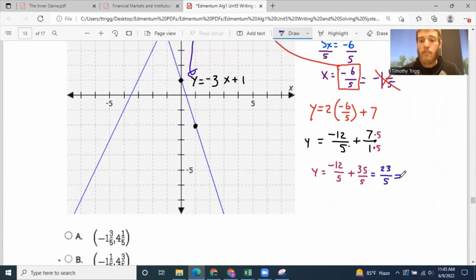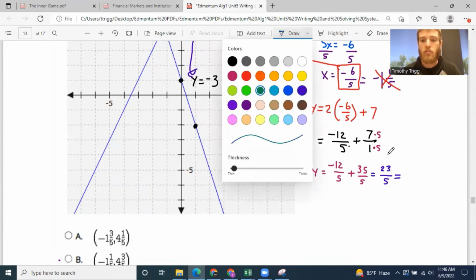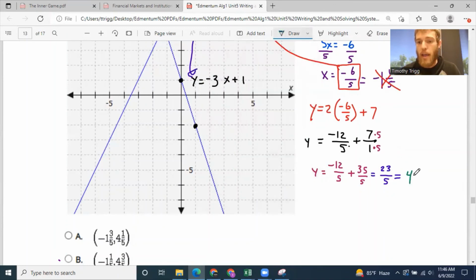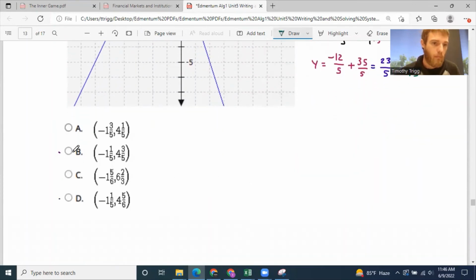As a mixed number, which I absolutely hate mixed numbers, but since those are our answer choices, it'll be 4 and 3 fifths. So B.